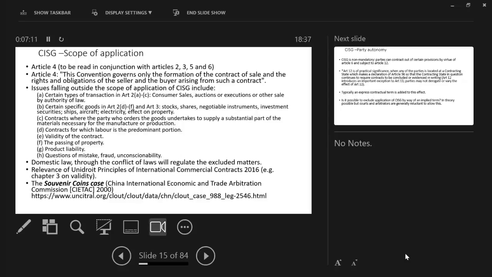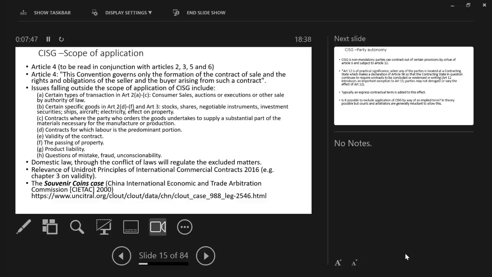Contracts for which the party who orders the goods undertakes to supply a substantial part of the materials necessary for the manufacture or production. Essentially, think about this as the idea that you are providing all of the pieces to someone who then puts them together. This is the idea of piecework. Contracts for which labor is the predominant proportion, this is goods and not services.